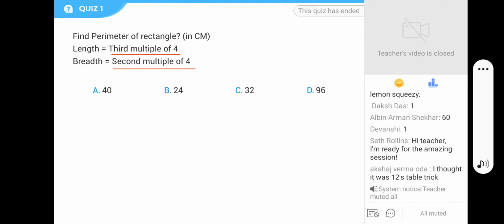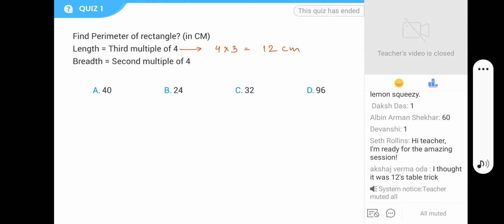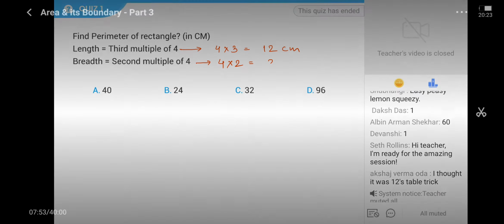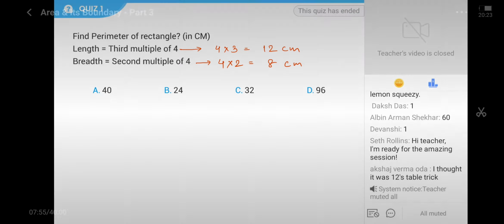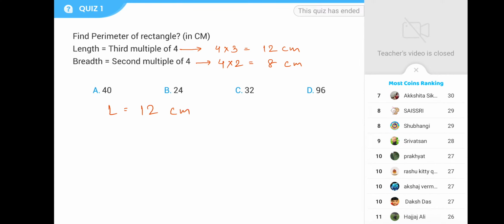So my dear students, the third multiple of 4. What will be the third multiple of 4? That is 4 multiplied by 3, that is 12 centimeter. The length is 12 centimeter. The second multiple of 4 is 4 multiplied by 2, that is 8 centimeter. So I have length equal to 12 centimeter and breadth equal to 8 centimeter.